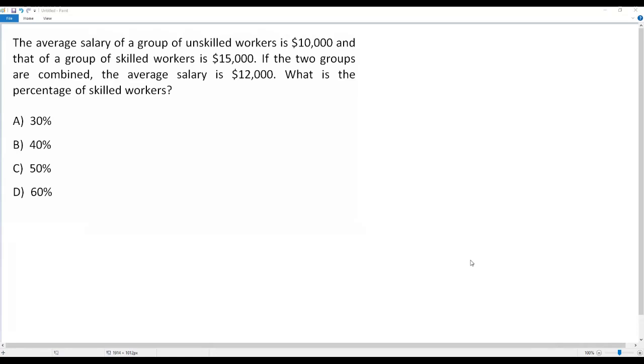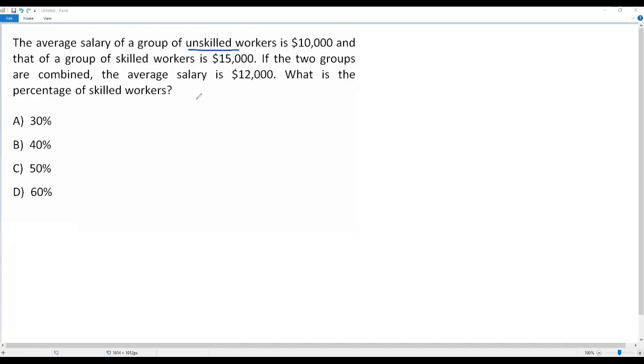The average salary of a group of unskilled workers is $10,000 and that of a group of skilled workers is $15,000. If the two groups are combined, the average salary is $12,000. What is the percentage of skilled workers? Okay, here we have two groups. One is a group of unskilled workers and the other one is a group of skilled workers.